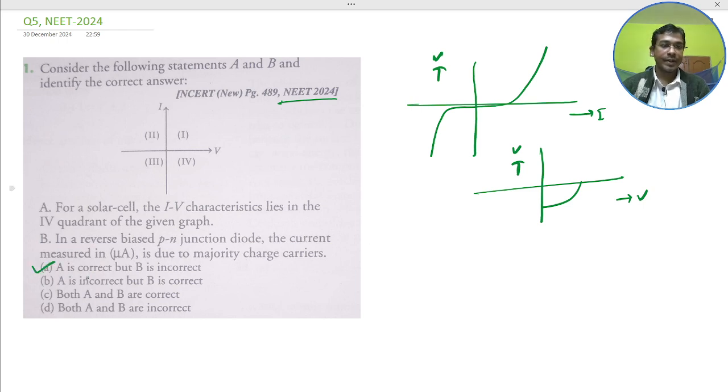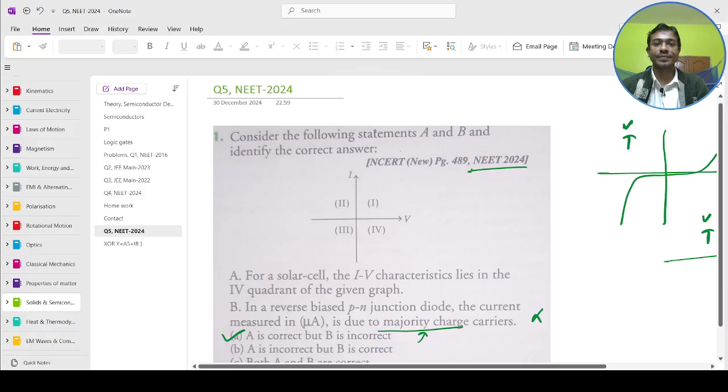A would be correct. A is correct because for a solar cell the IV characteristic lies in the fourth quadrant, this one. And B is incorrect because in a reverse bias PN junction diode, the current measured in microampere is not due to majority carriers, this is wrong. In a reverse bias PN junction, the current is due to minority charge carriers, which is very small and hence measured in microampere. This is not for majority charge carriers, this is for minority charge carriers. So this is wrong, A would be the correct answer.